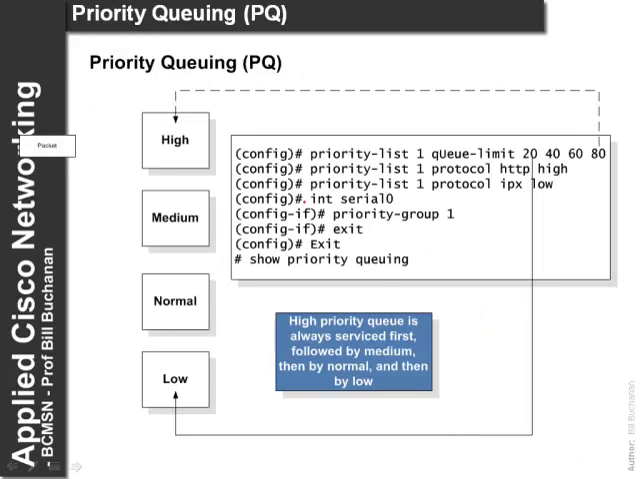The different queuing methods that we have are priority queuing. With priority queuing, we can set a queue limit for each of our 4 queues. So this defines the limit for our low queue, our normal queue, our medium queue, and for our high queue. And then we can apply this priority list onto our interface, in this case onto the serial 0 port.